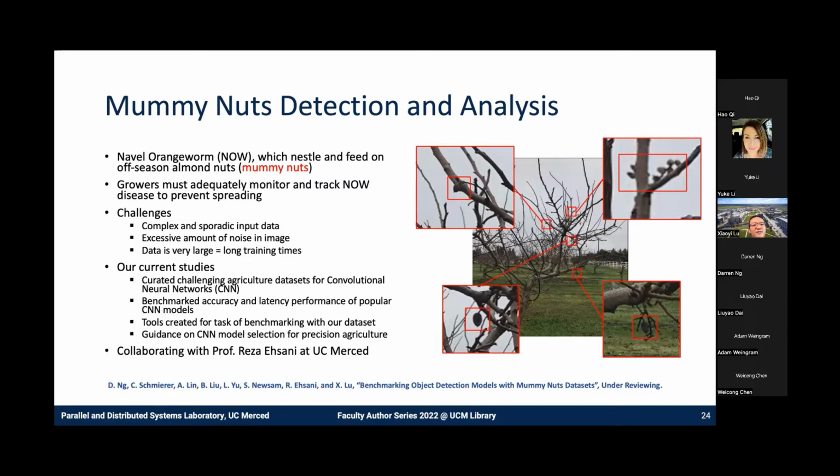So what we are doing currently is trying to create real datasets. We collected some datasets with Professor Reza's group, and we did some annotations on top of it manually so far. And we built some benchmarks, and hopefully our benchmarking tools and datasets will be made publicly available in the future once this paper gets accepted. Hopefully these tools and datasets can help researchers from the agriculture domain and the computer science domain work together to solve these big problems. We are very excited about this collaboration, and we hope that in the future we can really design some solutions to help our farmers.